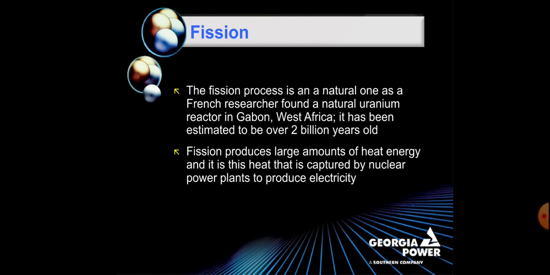Now fission can occur naturally. A French researcher found a natural uranium reactor in Gabon, which is estimated to be 2 billion years old, and this fission produced a large amount of heat energy. This heat energy can be captured by a nuclear power plant to produce electricity.